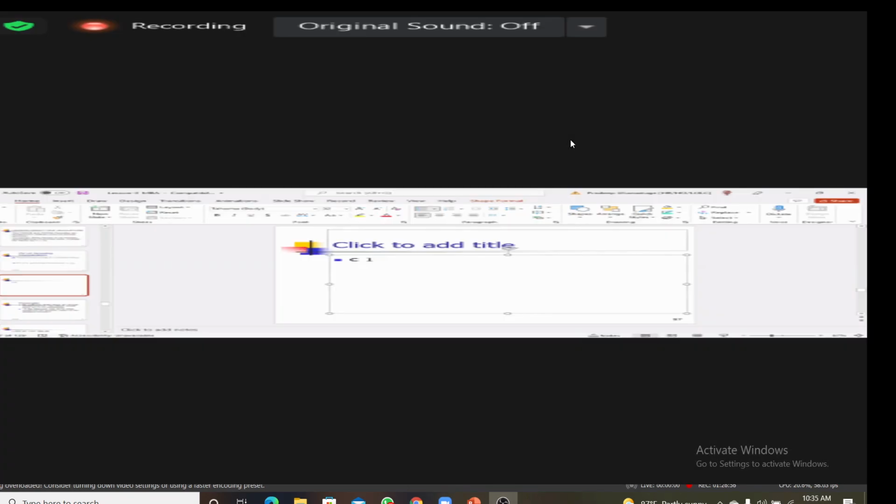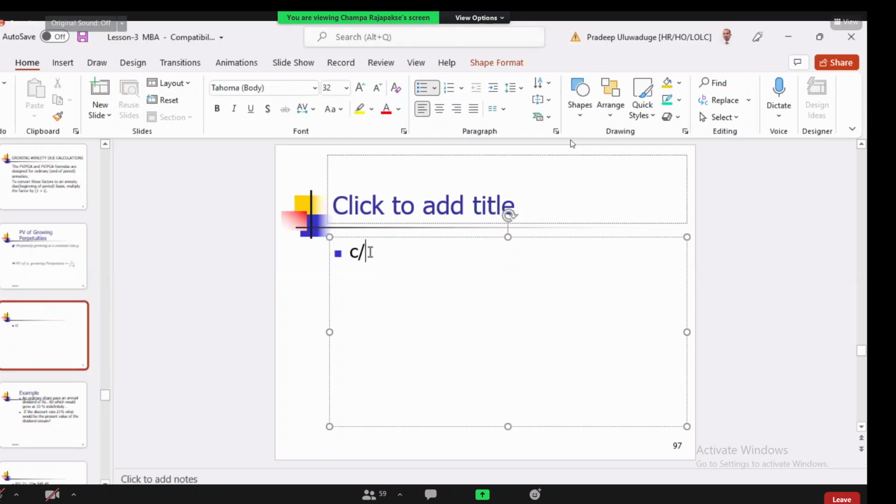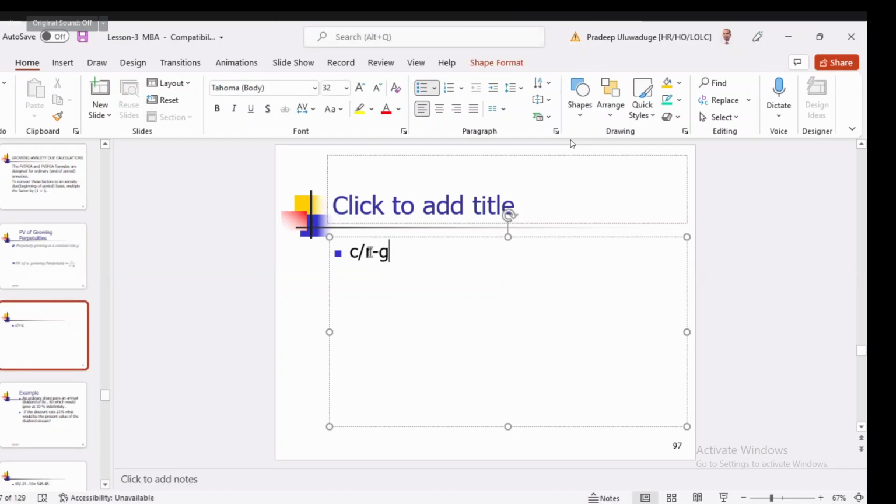C divided by R minus G. Sorry, R minus G. Yes, in this C equals the dividend, or in this case dividend or cash flow in year one. Year one, right?